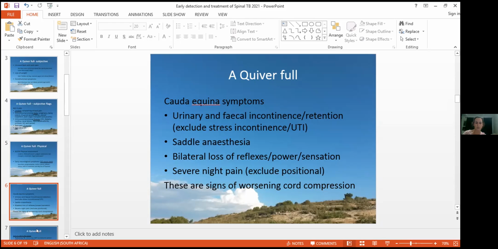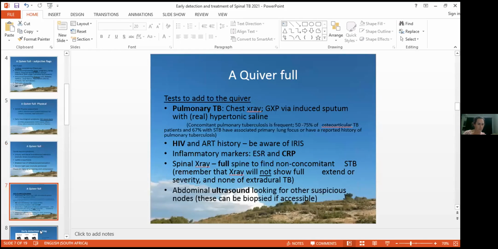Nari mentioned this as well. Exclude the positional thing. Some people have severe pain at night when they turn, so you need to ask them exactly when and how the pain is. These are signs of worsening cord compression. Sorry, let me just go back.